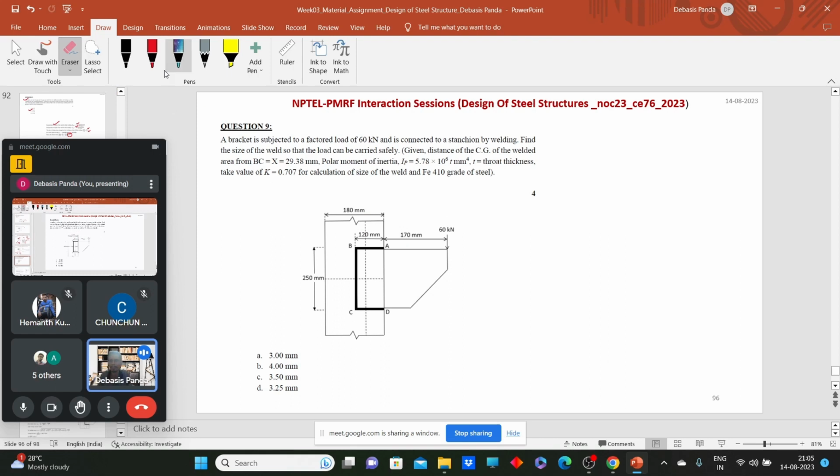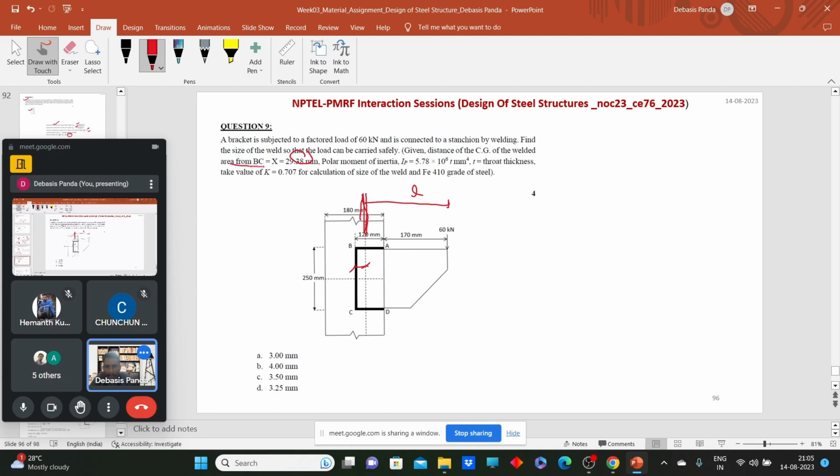It's a simple thing. So what is given here, just look at it. Load is given. Is the eccentricity given? No. What is the value of eccentricity? From the CG of the bolt group, we need to know this distance. Is the distance provided? Yes, this distance X is provided.